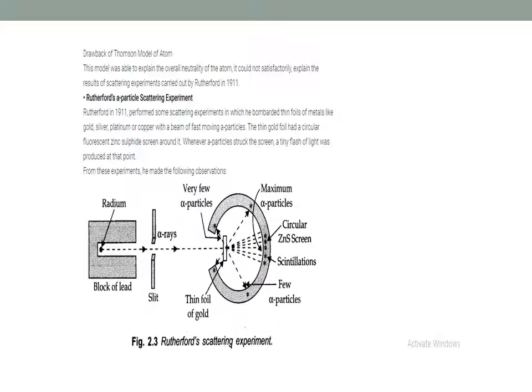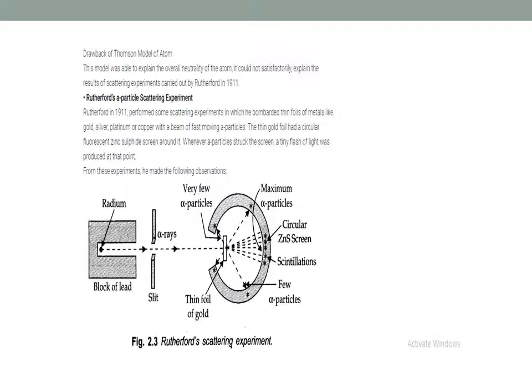Now, what are drawbacks of Thomson model of atom? This model was able to explain the overall neutrality of the atom. It could not satisfactorily explain the result of scattering experiments carried out by Rutherford. Rutherford alpha particle scattering experiment.